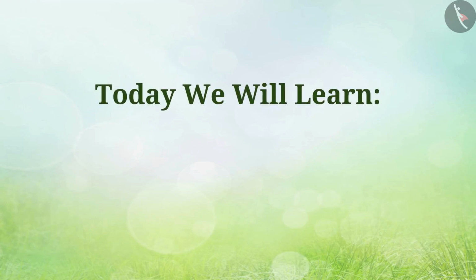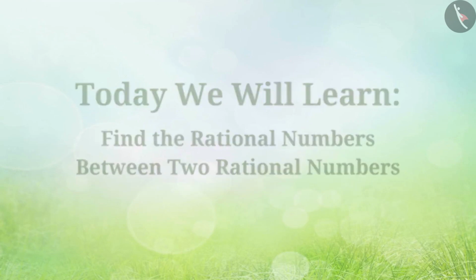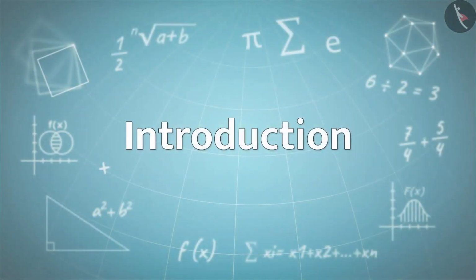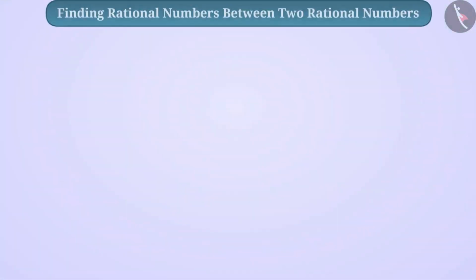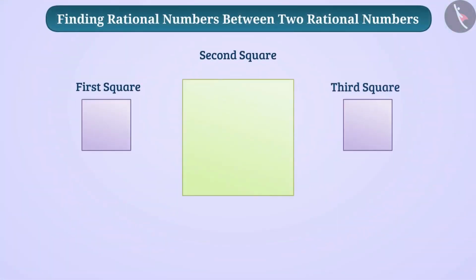Today we are going to learn to find the rational numbers between two rational numbers. Let's play a game. In this game, we will take 3 squares.